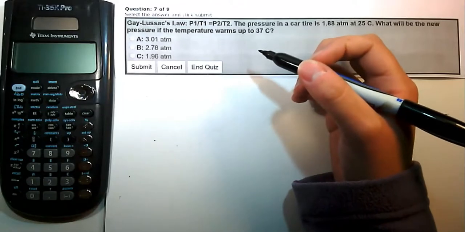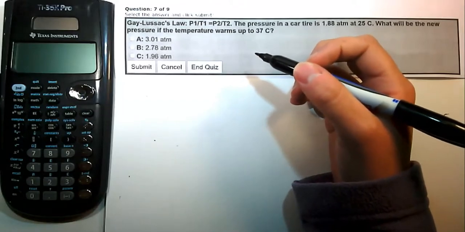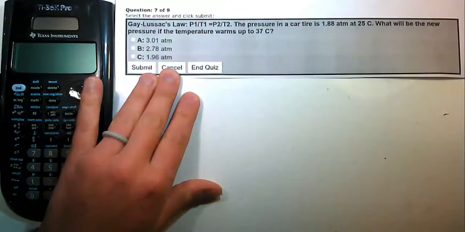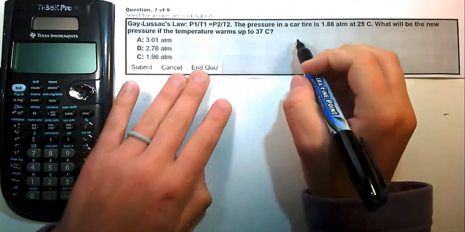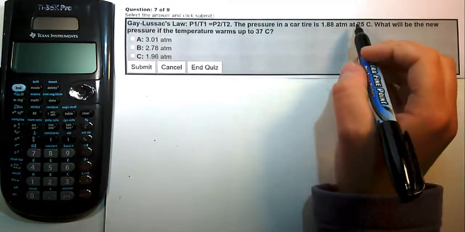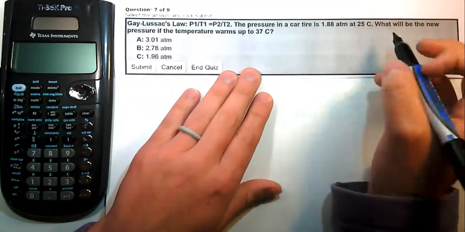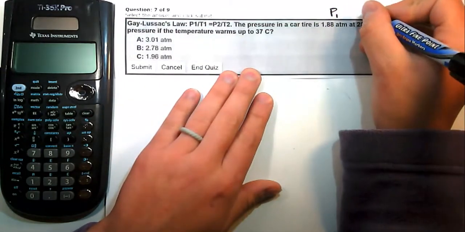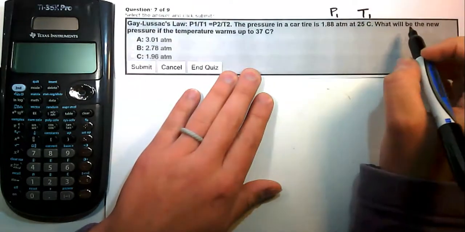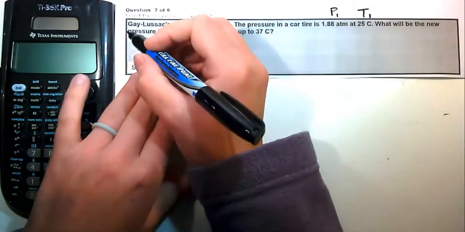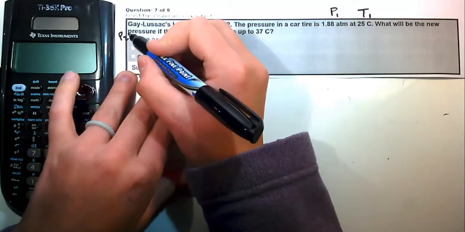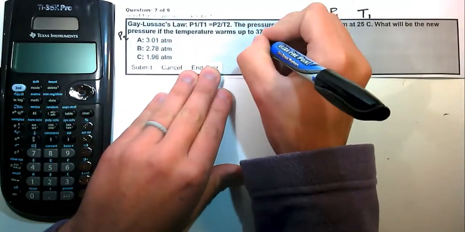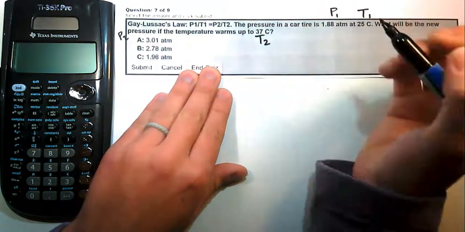Okay, in this video we are looking at gas laws practice number 1, starting with number 7, which is the Gay-Lussac law problem. It says the pressure in a car tire is 1.88 atm at 25 degrees Celsius. So here's a pressure, P1, and a temperature, T1. What will be the new pressure? So we're looking for P2. If the temperature warms up to 37 degrees Celsius, so that is our T2 value.